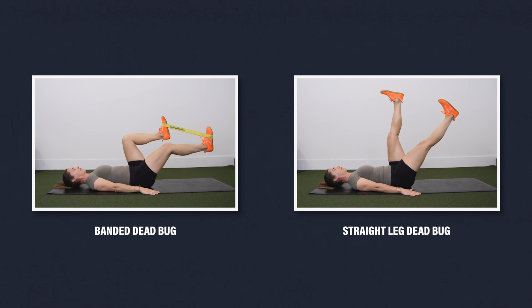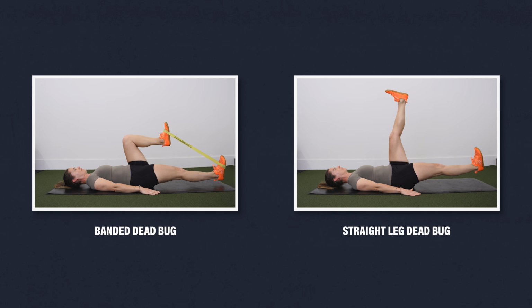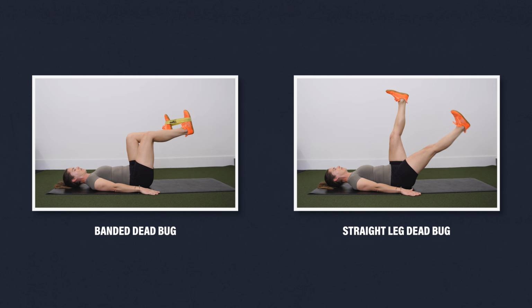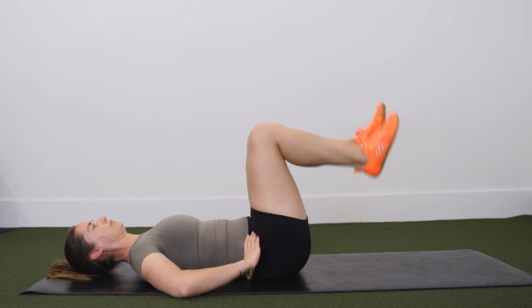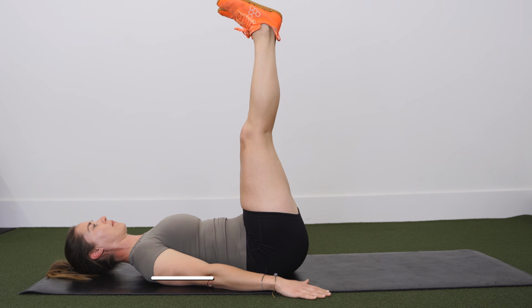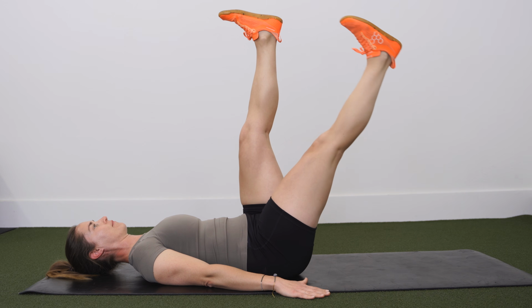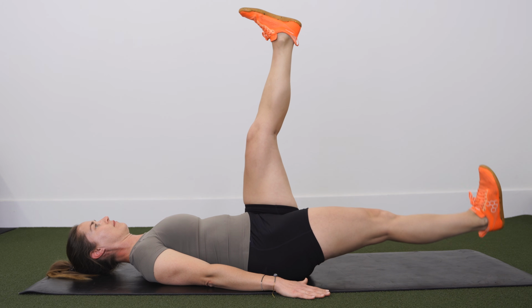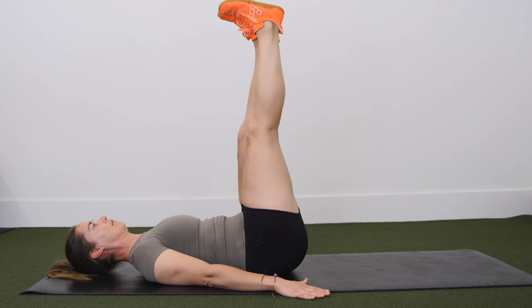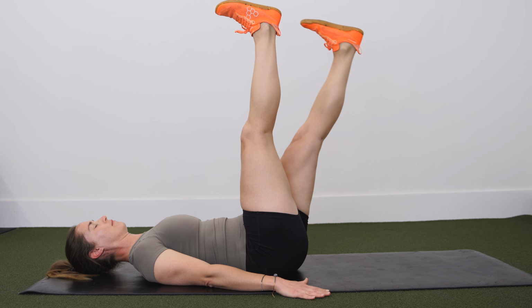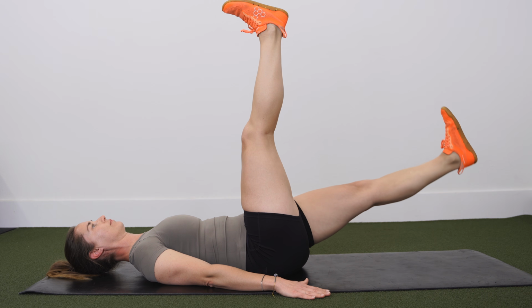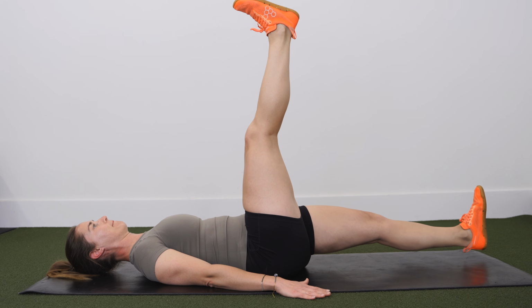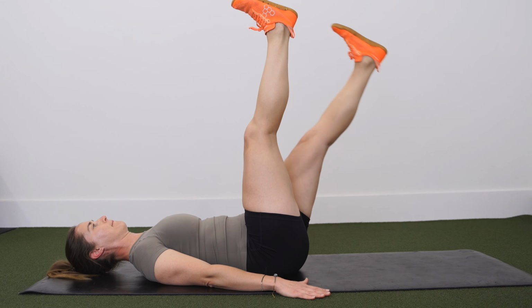You can make this more challenging by putting a band around your feet or by progressing to a straight leg dead bug. To perform the straight leg dead bug, lie on your back with your legs straight up in the air. Slowly lower one leg down to hover right above the ground and then return to the starting position and repeat on the other side, alternating for the prescribed amount of reps on each side. Try not to let your back arch while you perform the movements.